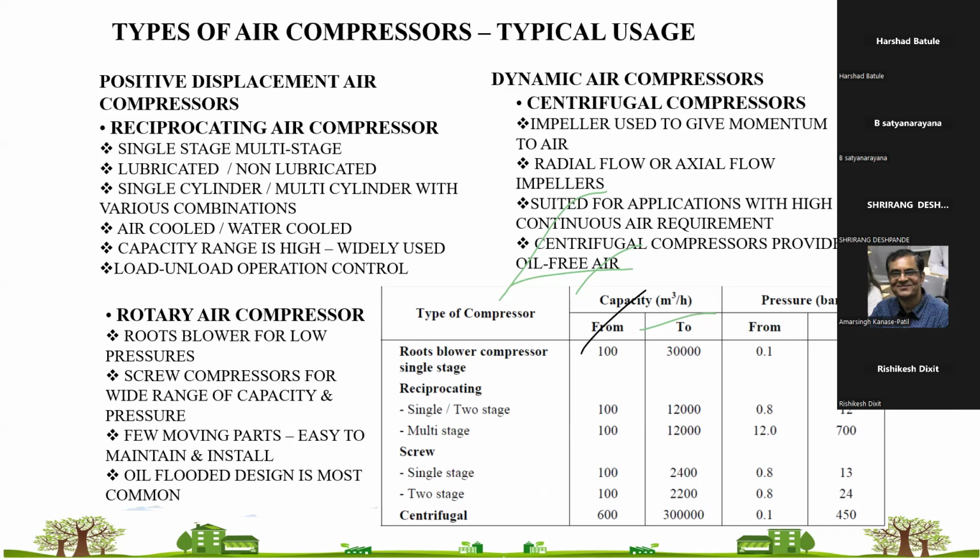Where we were, in the different types of compressor, there are two major differentiations. One is positive displacement. One is dynamic type compressors. The main difference is that in positive displacement, you reduce the volume and increase the pressure. In centrifugal compressors, you increase the velocity of the air and increase the pressure.